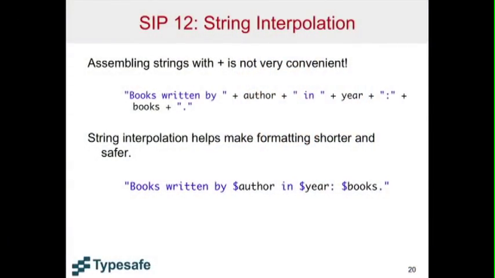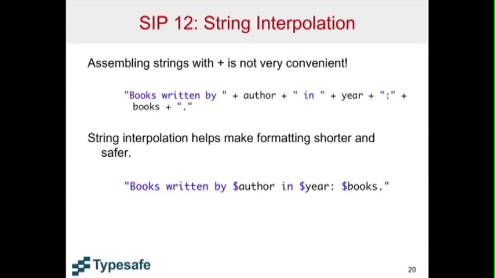Okay, so I want to start with something else which is pretty trivial, but convenient, and that's string interpolation. So we all know that in Java and Scala also, assembling strings is not that convenient, though it's workable. Here you would have a typical string on the top hand side, and you have to write a lot of pluses. And I often get it wrong, I forget the space here and things like that, because it's not very visual what you see. So you have to often debug these things several times.